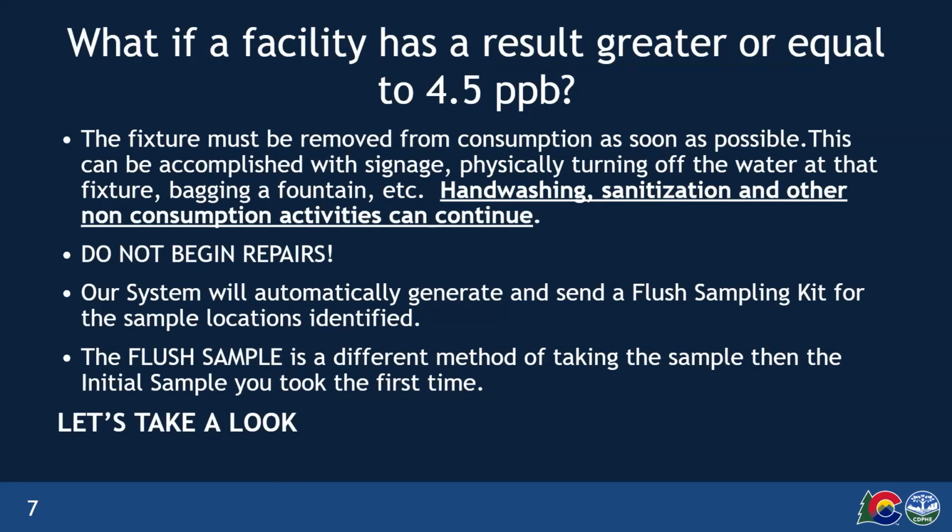What if the facility has a result greater than or equal to 4.5 parts per billion? So the law states 5 parts per billion. The lab reports values in decimal, so we are interpreting any rounded value to 5 parts per billion. The automatic email with results will identify how many fixtures are exceeding that 4.5 part per billion level. Those fixtures need to be removed from consumptive use as soon as practically possible. This can be disconnecting, bagging, signing, or other ways.